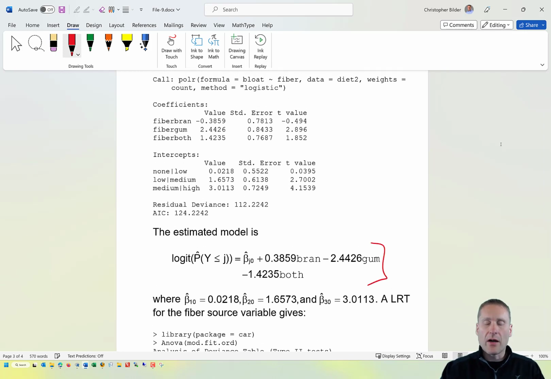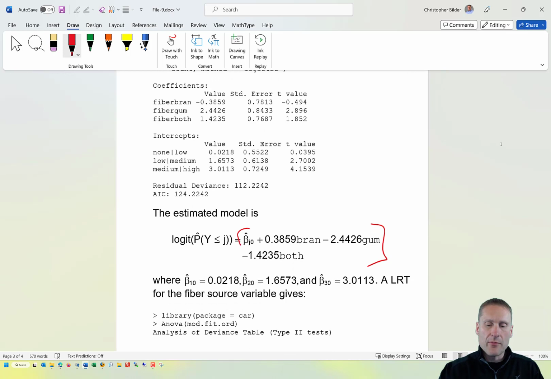Here's the corresponding model that we get. So for example, here's my beta hats of j0, where beta hat 10 would be 0.0218. Remember, we're going in order here. So 1 is none, 2 is low, and so on. Now also remember the way that we state our model here is that here's my beta hat 1. But what's actually given here is the negative of it. So that's why we always need to multiply it by -1. And so that's why I have a positive 0.3859 for bran.